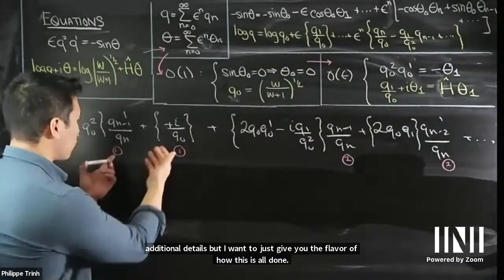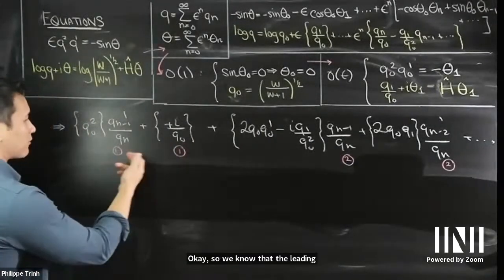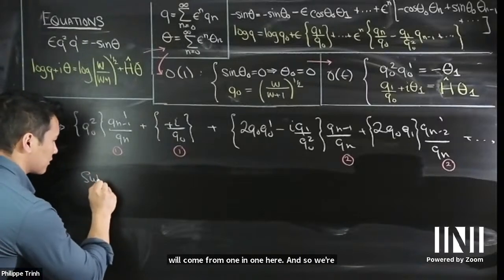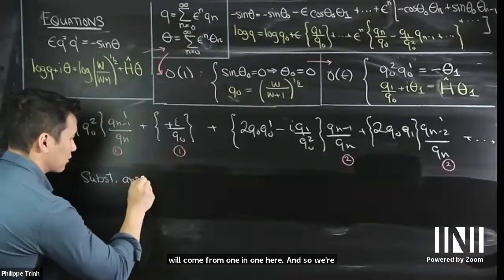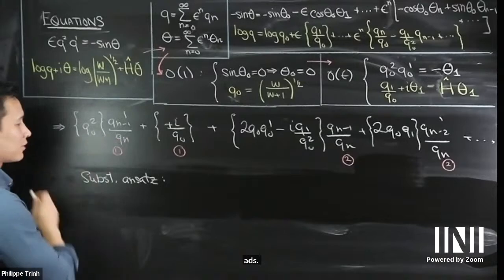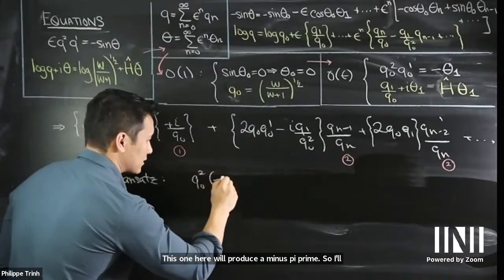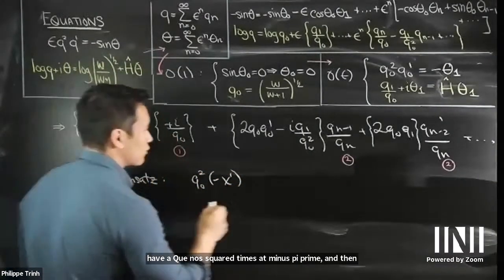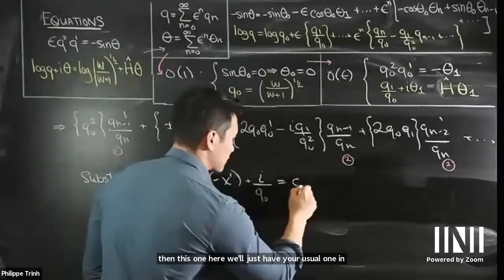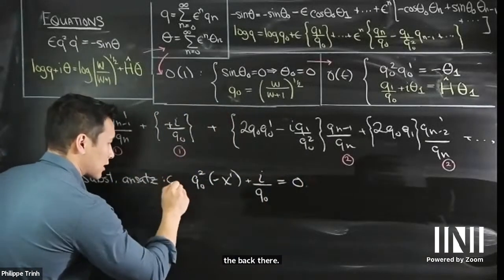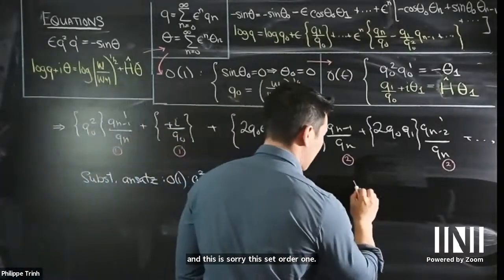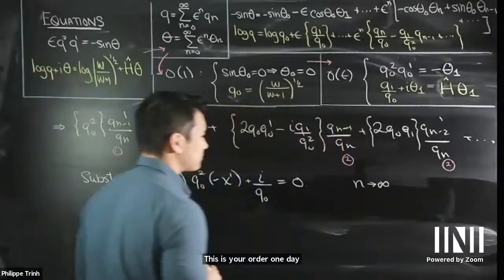Okay, so we know that the leading order contribution will come from 1 and 1 here. And so when I substitute in my ansatz, this one here will produce a minus chi prime. So I'll have a q naught squared times a minus chi prime. And then this one here will just have the usual 1 in the back there, and that's equal to 0. So that's at order 1 over n. This is at order 1. This is your order 1 dominant balance as n tends to infinity.